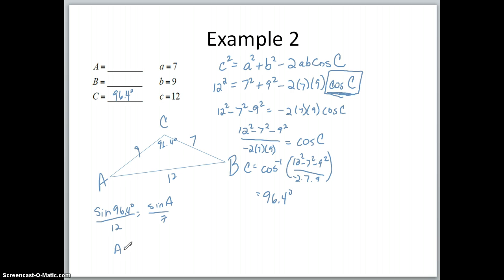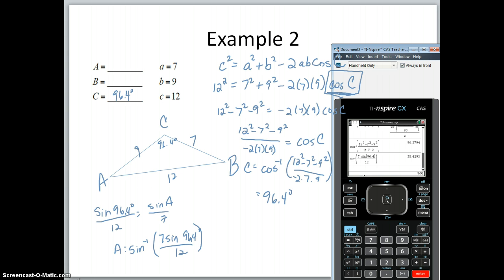And we're going to find out what A is by using the inverse. So I'm going to multiply here. So 7 times sine of 96.4 degrees over 12. Okay, and I kind of did a lot of simplifying here all at once. I cross multiplied, then I divided by 12, then I did the inverse. So let's see what that's going to give us. 35.4 degrees. So we've got A now, 35.4 degrees.